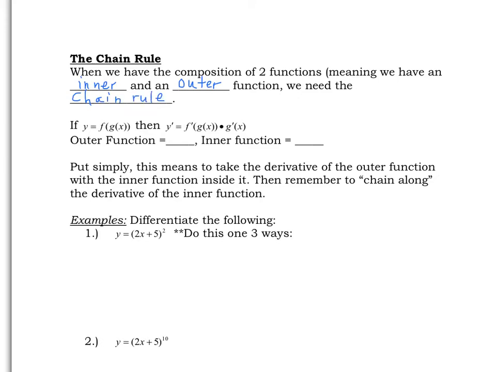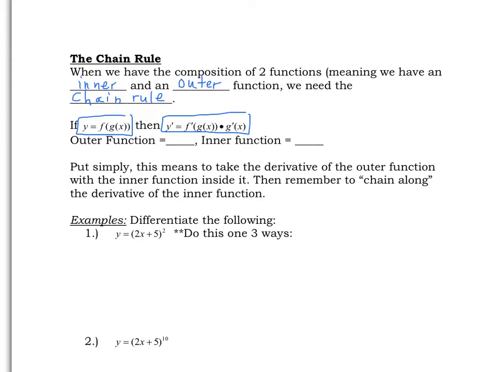So suppose we have y equals f of g of x. Our derivative here says that we are going to take the derivative of the outer function, which we call f, and keep the inner function g of x inside of it as is. And then we're going to chain along, meaning multiply along the derivative of the inside.